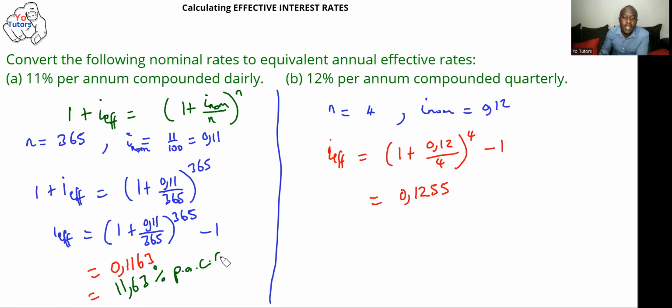Compounded annually. Then here we're just multiplying by 100, guys. So it's going to be 12.55% per annum compounded annually. That's what it is there.